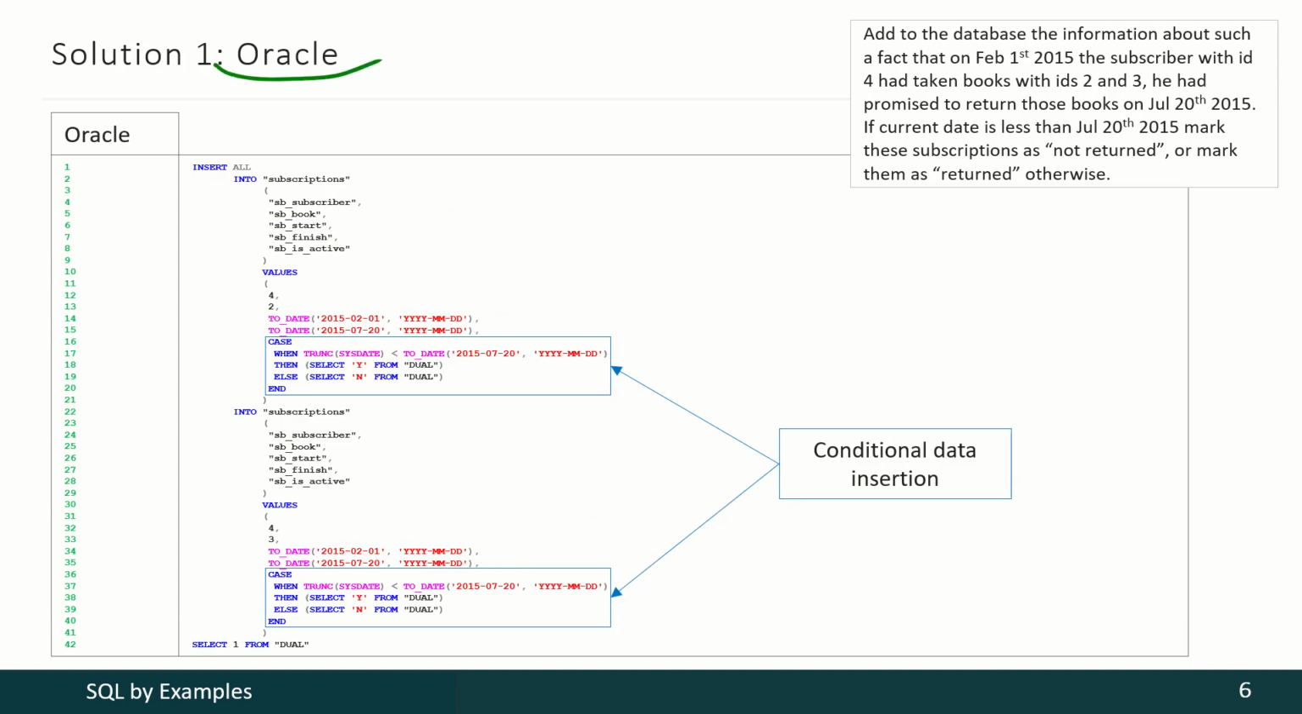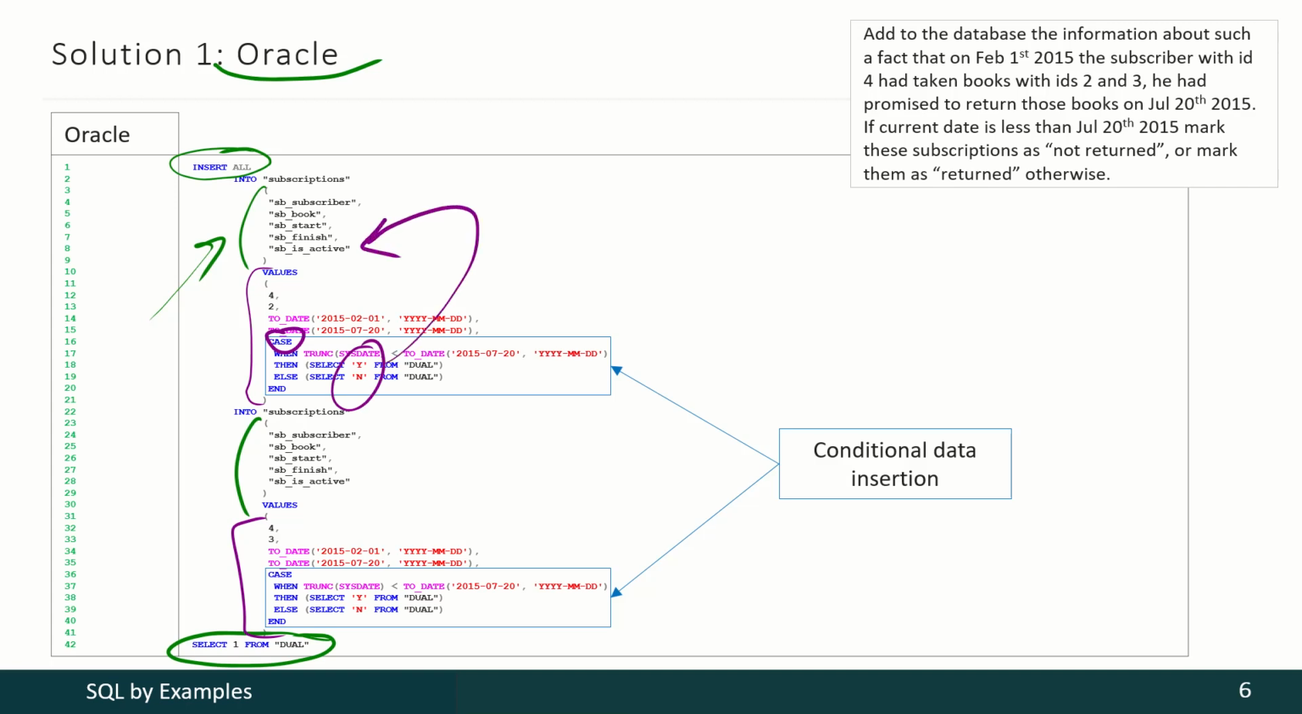For Oracle the idea is the same, the only difference is that we have to use insert all here and select one from dual here, and for each record we have to repeat the list of fields. Then in these blocks we use a case expression to detect the final value for our sb_is_active field.